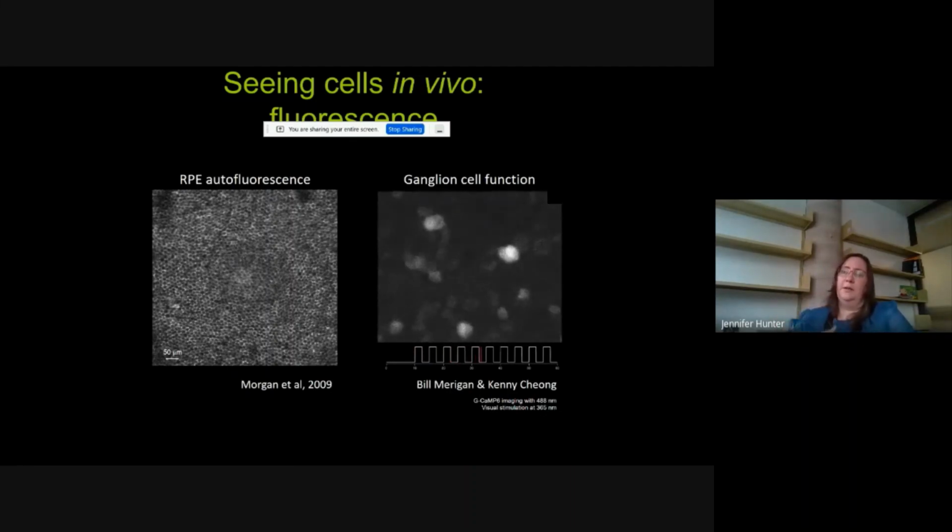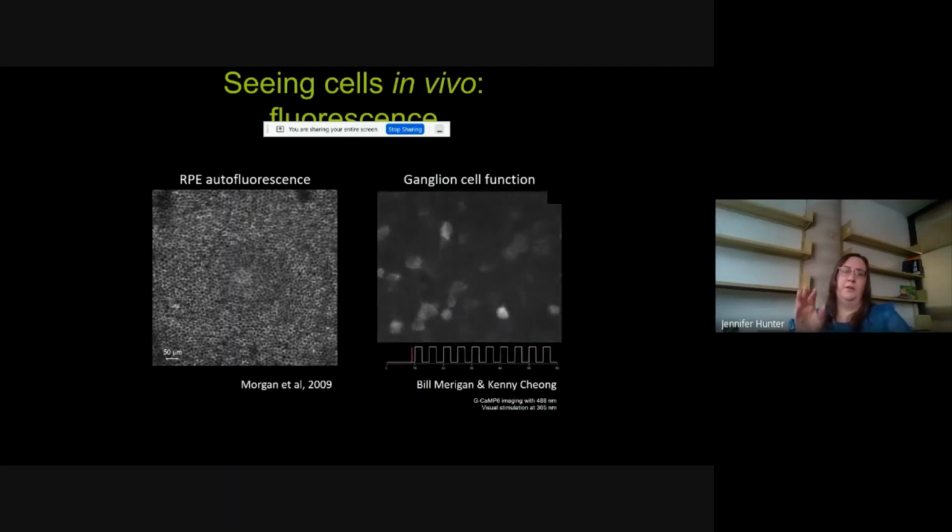On the right is a ganglion cell image, and it's in mouse. It's work by Bill Merrigan and Kenny Chong, and they're using a genetically encoded calcium indicator, which has been inserted into the ganglion cells. So either this was done with an AAV virus to put the fluorescence marker within the cells. Lots of different ways to put fluorophores within cells nowadays. The genetically encoded calcium indicator, when calcium flows into the cell, it indicates that the cell is stimulated. When the calcium flows in, the fluorescence intensity increases.